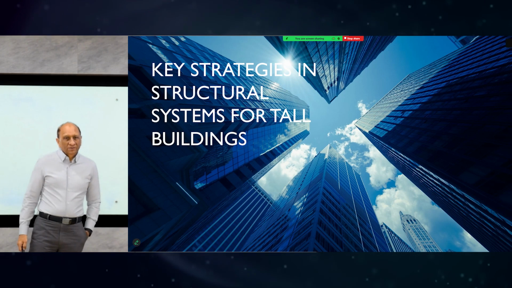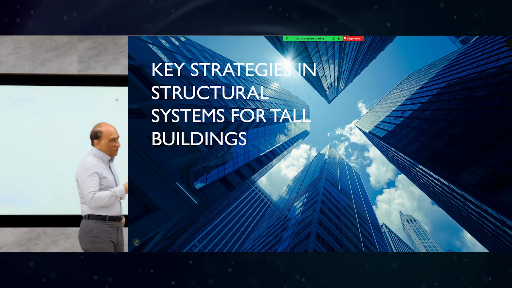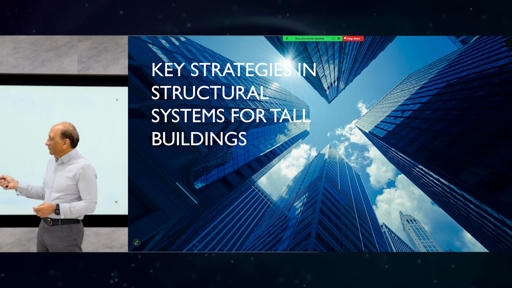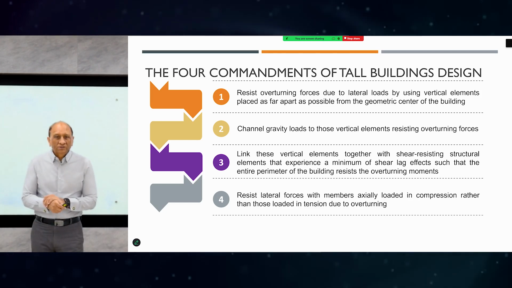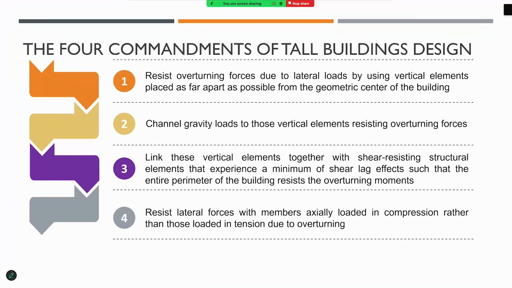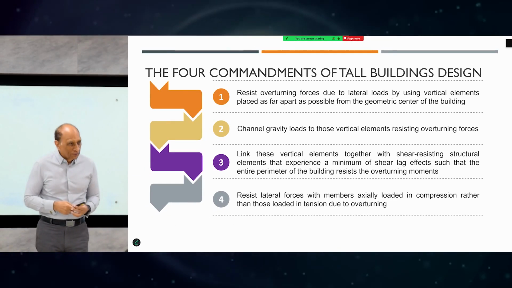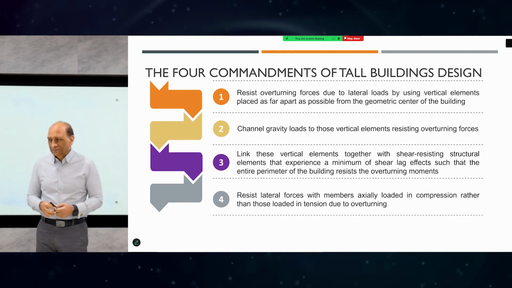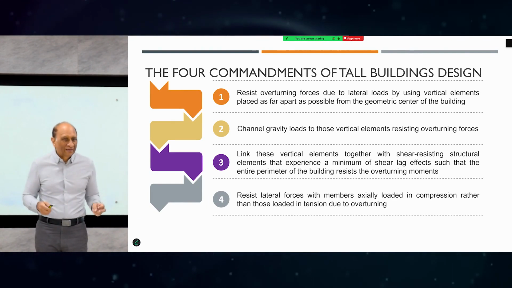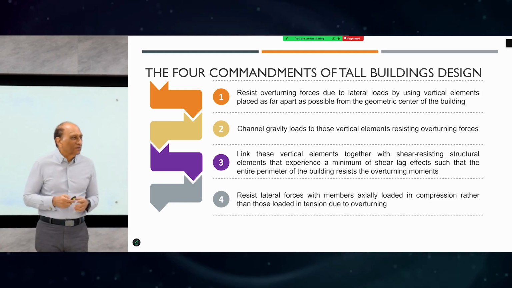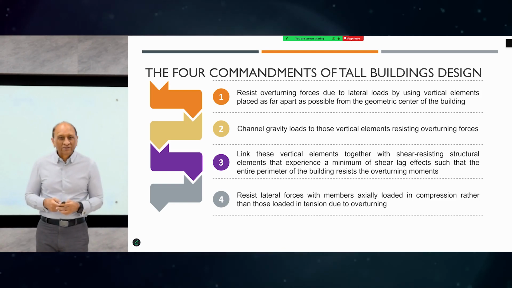Okay, key structural systems for tall buildings. We already discussed them. I'm just going to review them one more time in a systematic manner with a little bit more detail. And I'm going to introduce what is called the 4 commandments of tall building design. What's a commandment? This is based on the 10 commandments, sent by God to Moses to follow. But these are the rules that the designers are encouraged to follow. If they follow these 4 rules, they will likely get a good design, a good system. So that's why we call it commandments, that you must follow these 4 rules to get a good system working.